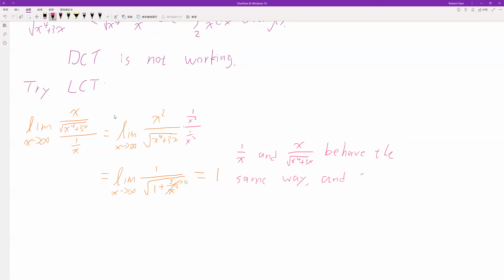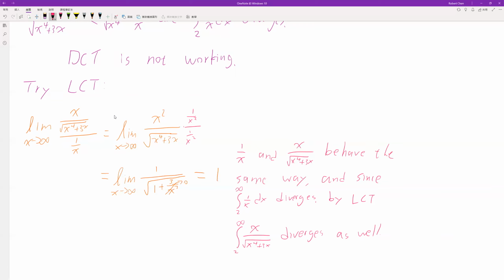And since the integral of 1 over x dx diverges, then we can say that by the limit comparison test, the integral going from 2 to infinity of x over square root of x to the fourth plus 3x diverges as well.